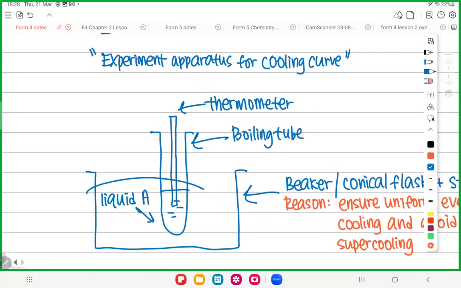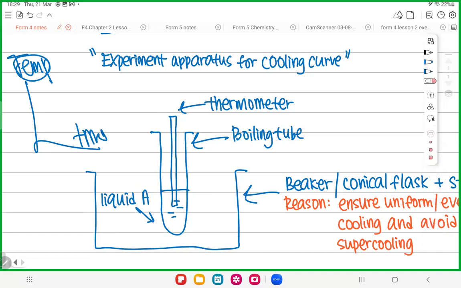So initially, this is a liquid. We want to cool down the liquid to make it become a solid here. Now, how are we going to do this? First of all, this is the thermometer. The thermometer is put in the liquid so that we can measure the temperature, because a cooling curve is temperature versus time. So we need to measure the temperature using the thermometer.